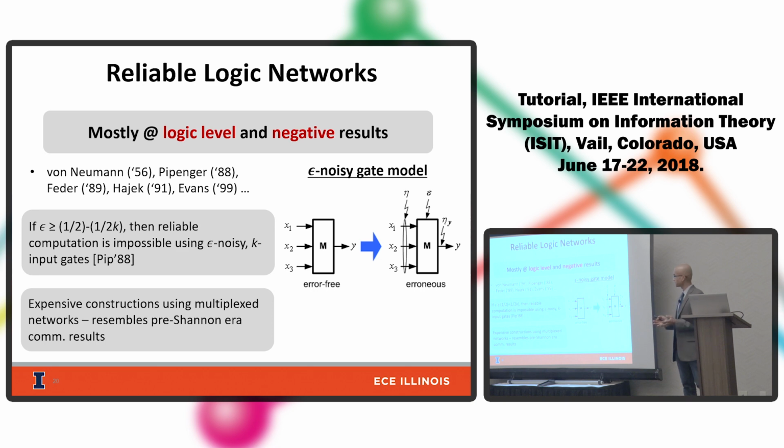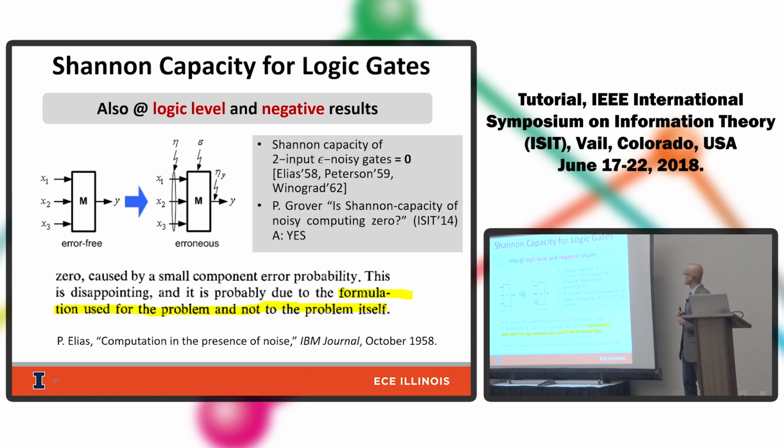They have looked at this area, but we'll see why these kinds of results, which are quite theoretically very solid, in terms of practical impact didn't show up. Shannon capacity for logic gates: Peter Elias had this paper in the IBM Journal in 1958, where he took again the epsilon noisy gate model, and he calculated the Shannon capacity of such a gate.